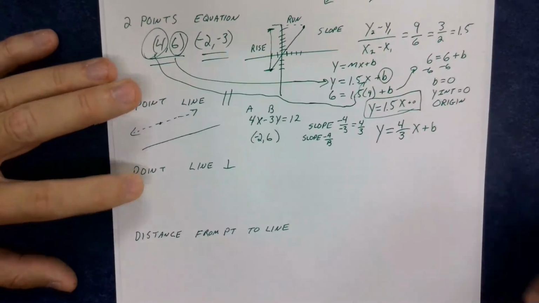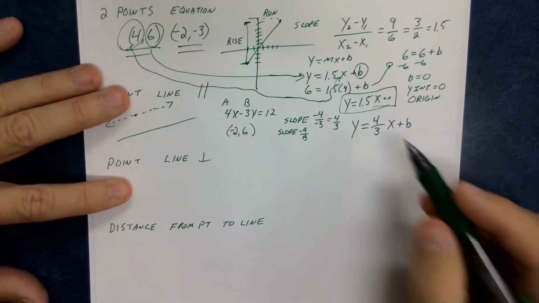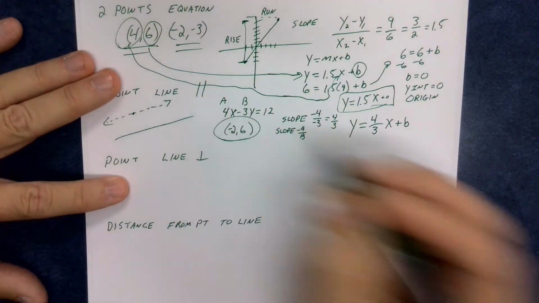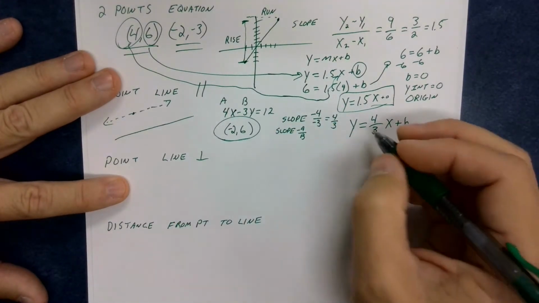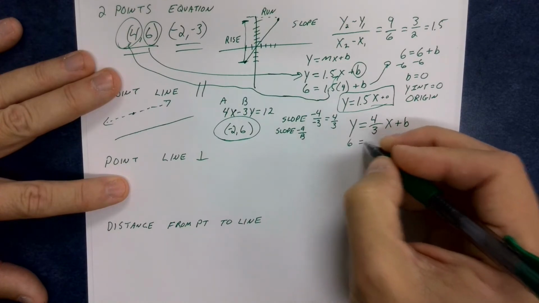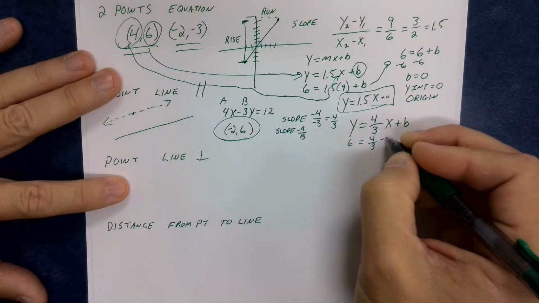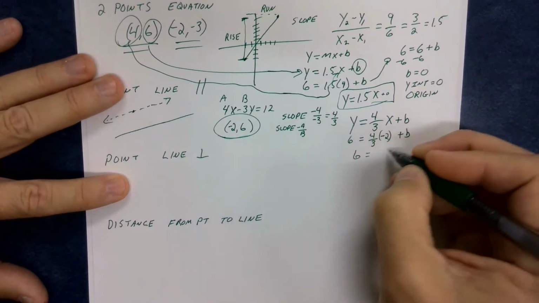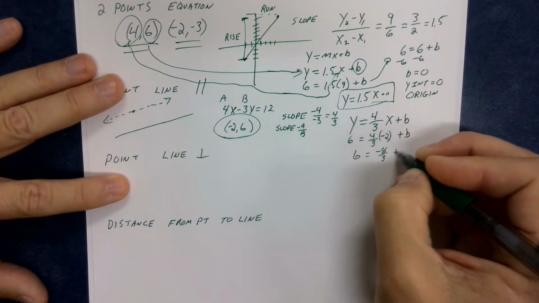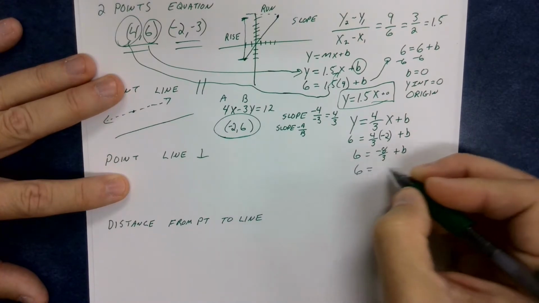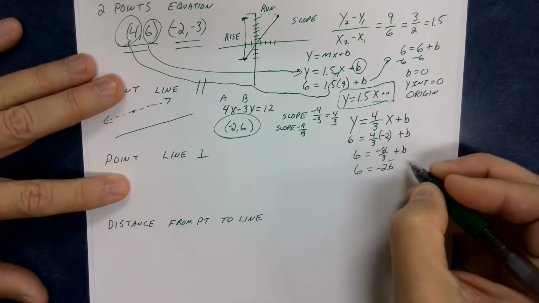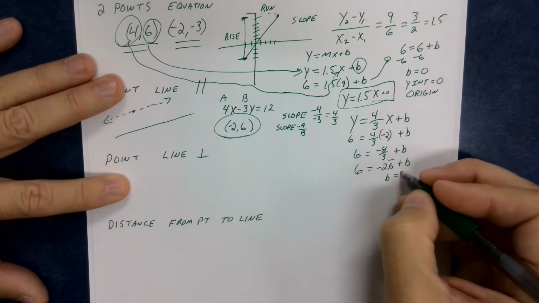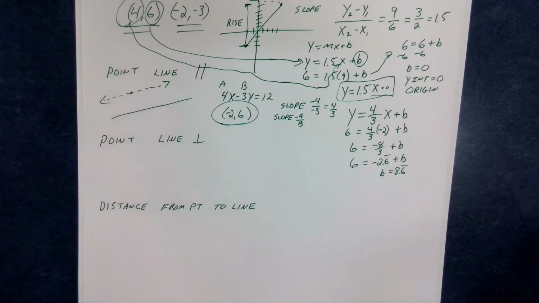And I just don't know my y-intercept. I'm going to try and figure that out. Well, in order to do that, I have to have a point. So there's my point, negative 2, 6. And I'm going to plug it in here. 6 equals 4/3 times negative 2 plus b. 6 equals negative 8/3 plus b. 6 equals negative 2.6 repeating plus b. Add the 2.6 and my y-intercept equals 8.6 repeating.